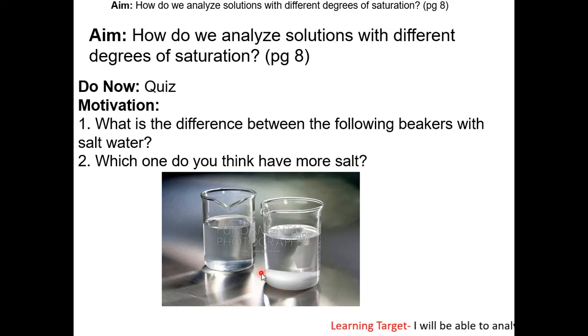Motivation. Here we have two beakers of salt water. What is the difference between the following beakers? Which one do you think has more salt? Even though both beakers contain salt water, the one on the left looks like a homogeneous mixture, the one on the right looks like a heterogeneous mixture. The one on the right looks like it has more salt because some of the salt is left undissolved on the bottom. In this lesson, we'll be comparing and contrasting these two solutions in terms of saturation.